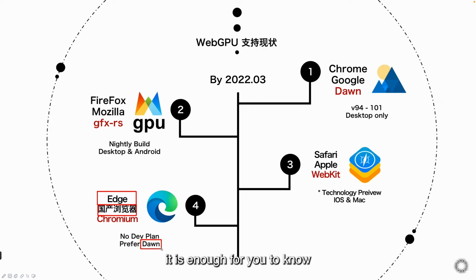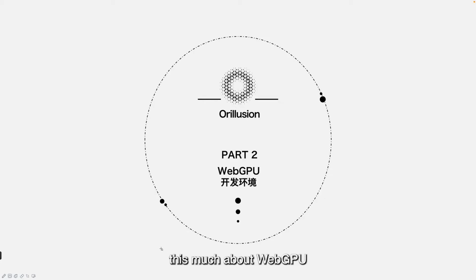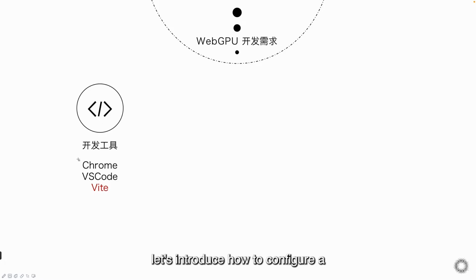As beginners, it is enough for you to know this much about WebGPU and be ready to carry out development work. Next, let's introduce how to configure a basic WebGPU development environment. First of all, as a web developer, a browser is essential. Second, you may need a code editing tool, an IDE environment. So here, we recommend using Chrome as our main browser because currently Chrome's support for WebGPU is the best. It supports the latest WebGPU API standards and also the latest syntax.